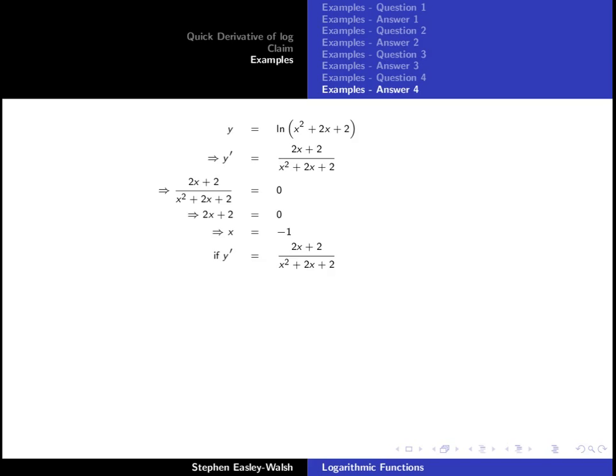Now we need to determine if this point is a maximum or minimum, so we require the second derivative. Recall that the first derivative was 2x plus 2 over x squared plus 2x plus 2. To find the derivative of this, we will need the quotient rule, which is the bottom times the derivative of the top, in this case 2, minus the top times the derivative of the bottom, all over the bottom squared.